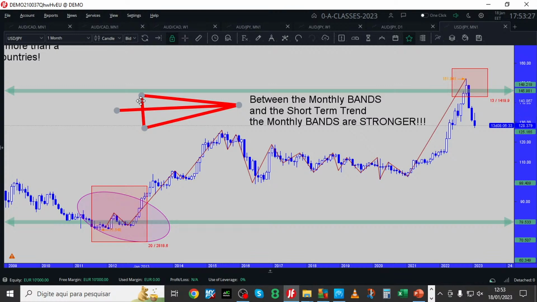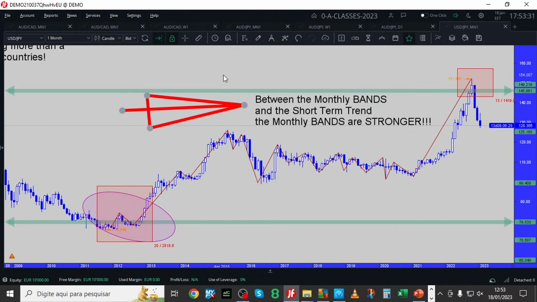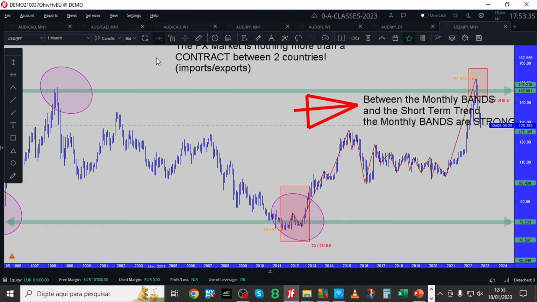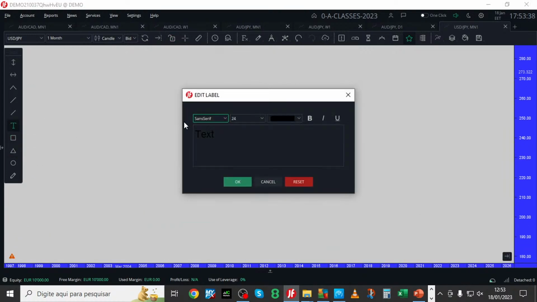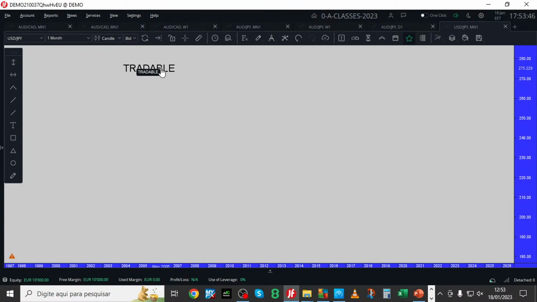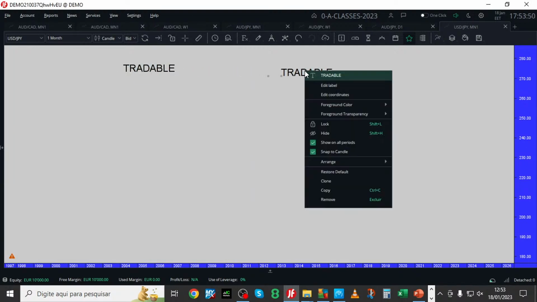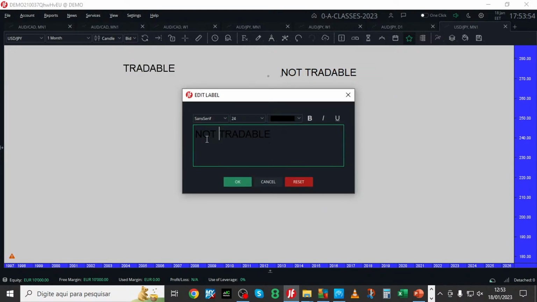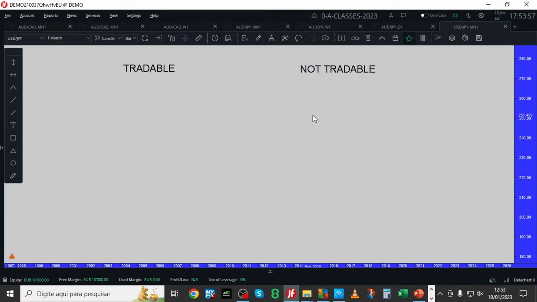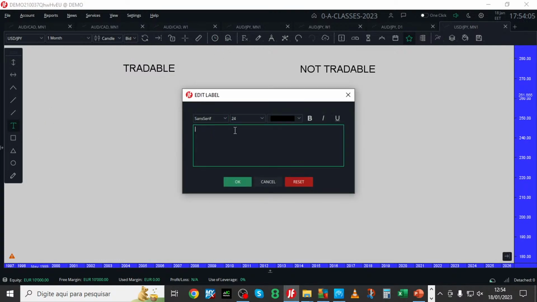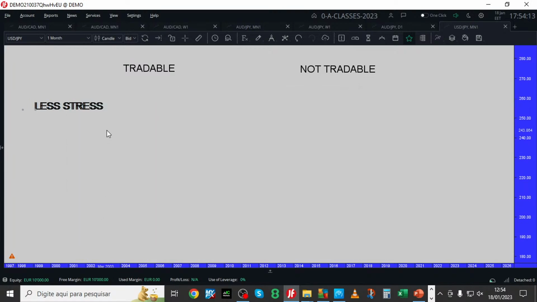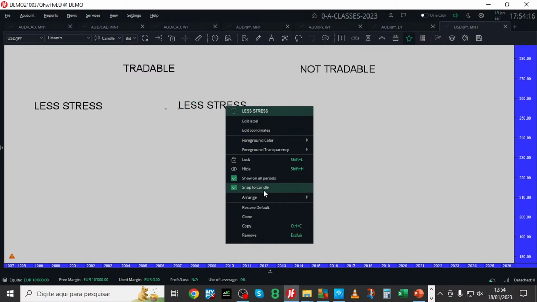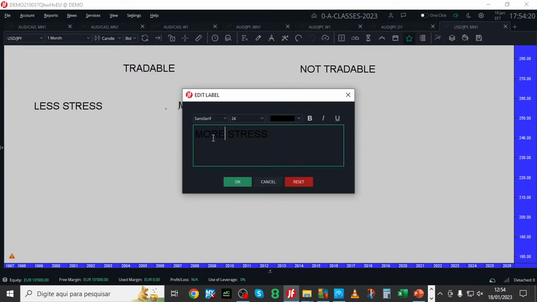Okay, everybody. Market behaviors, right? Okay, you are going to love this too. Okay, give me a second. Okay, let's write this down. You have tradable market behaviors, and you have non-tradable market behaviors. And you have less stress behaviors, everybody, and you have more stress behaviors. Label, so behaviors that are going to give you more stress.